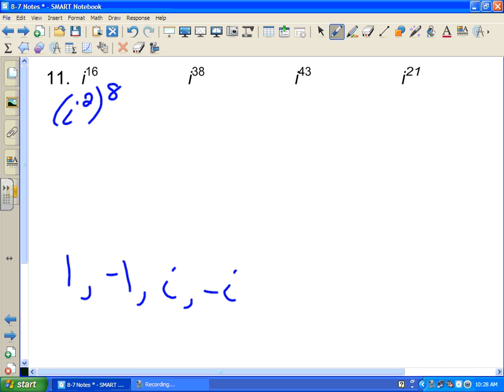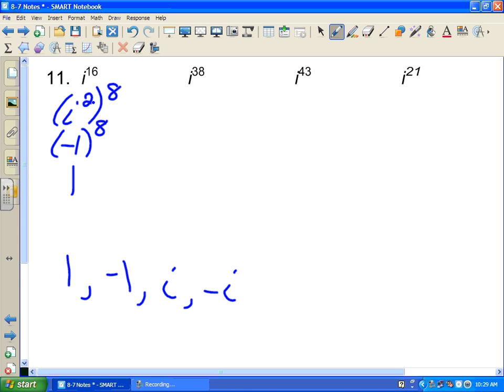Does that make sense? There's 8 pairs of 2. Well, i squared we know is negative 1. So now I have 8 negative 1s. You should be able to do this without a calculator at all. If you have a negative number to an even exponent, what's the answer? Is it positive or negative? Positive. So it's an even number of negatives that cancel each other out.